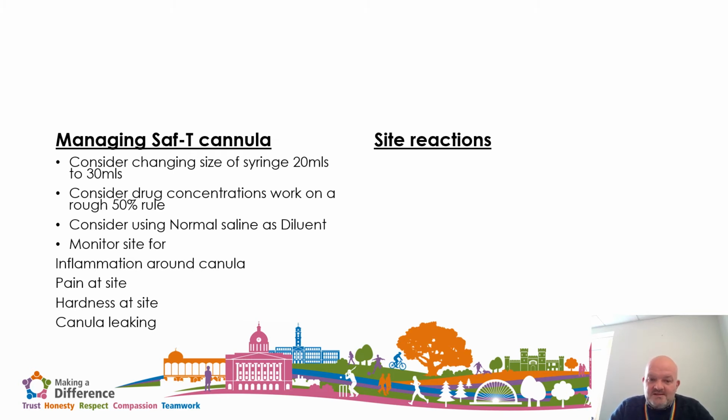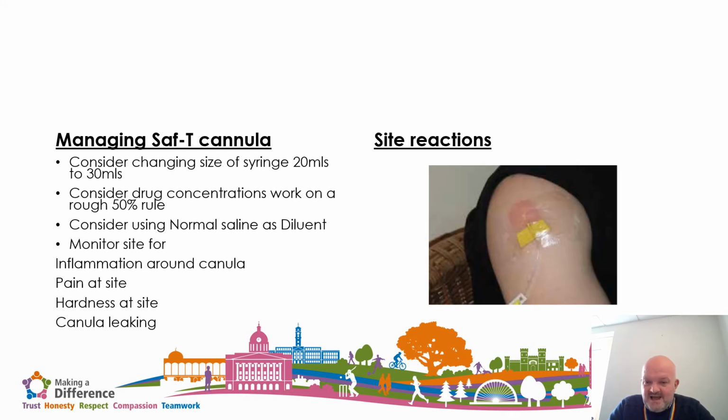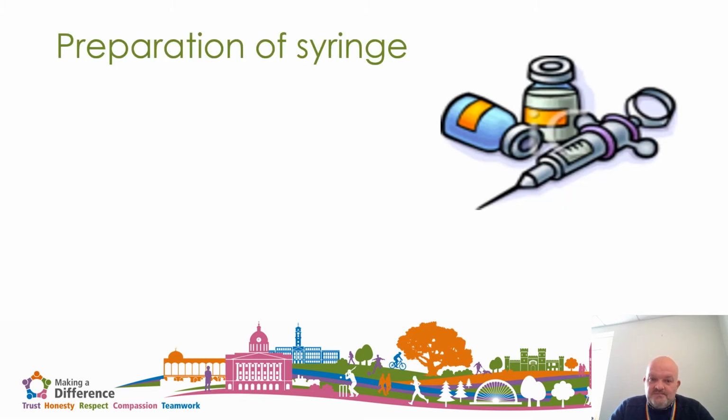And we're always monitoring our site. Each time we visit the patient and check the syringe driver, we're monitoring the site for any inflammation around the cannula, any pain at the site of the cannula, any hardness at the site of the cannula, and whether the cannula is leaking. And that's why we use a clear dressing so we can clearly see the insertion site of that cannula. What we want to avoid is a situation like this, where you can see the area is red, it's swollen, it looks like there's probably some fluid around it as well, and also with that particular dressing there's no date on, which obviously is not good practice for our trust.